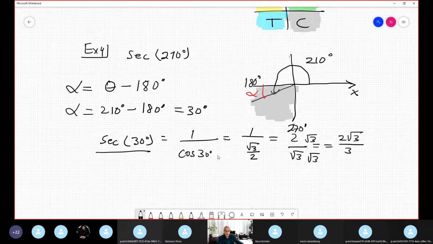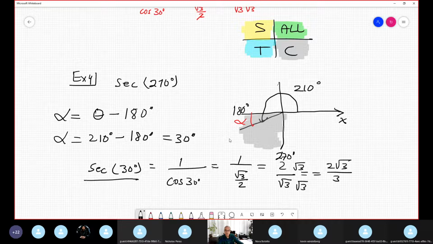And what is secant 210 degrees? I know that according to this mnemonic, the only trigonometric function that is positive in the third quadrant is tangent, and secant no, it is negative. So the answer is negative 2 radical 3 over 3. Do you follow me or no?